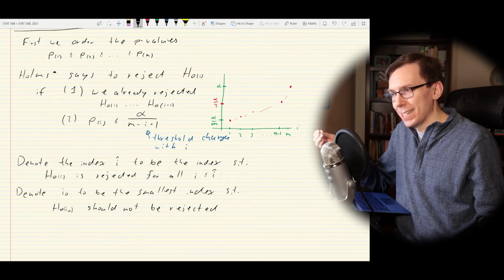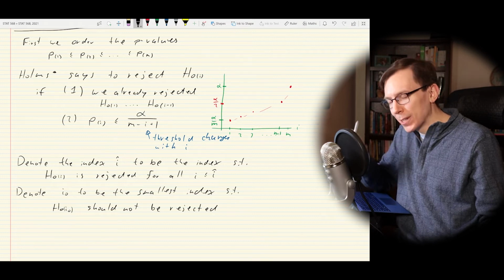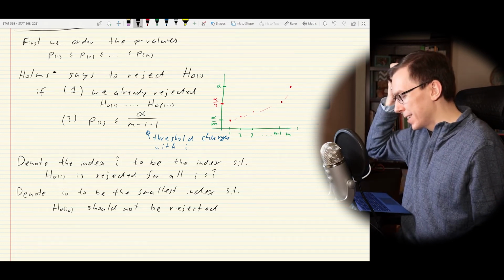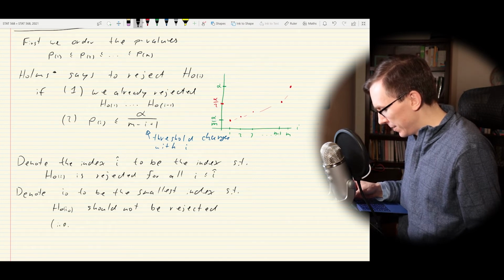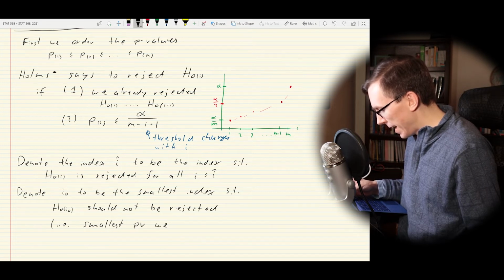So it's the smallest p-value. It's the smallest p-value that should not be rejected. I'll say that here, i.e. the smallest p-value that we shouldn't reject.